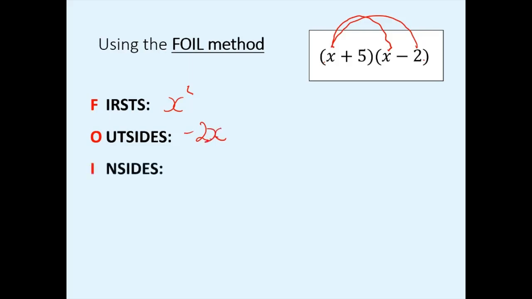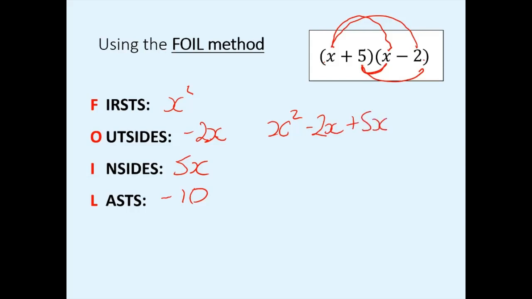The insides, these two here, 5 times x is 5x. And the last two, the last one in each bracket, which is those two. That's going to bug me, so there we go. Minus 2 times 5 is minus 10. Same thing, I'm just going to very quickly write all those out.